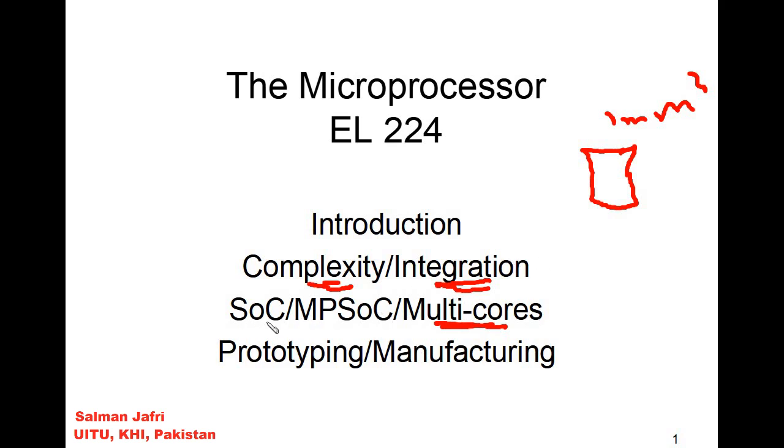Then of course we have the system on chip, which is a complete microprocessor based system on a single IC. So what would be a complete microprocessor system? It would consist of RAM, ROM, CPU, interrupts, IO, right? When all these components are in a single silicon IC, we call it a system on chip. And if we have multiple system on chips on a single IC, they are called MPSoCs or multiple processor system on chips.